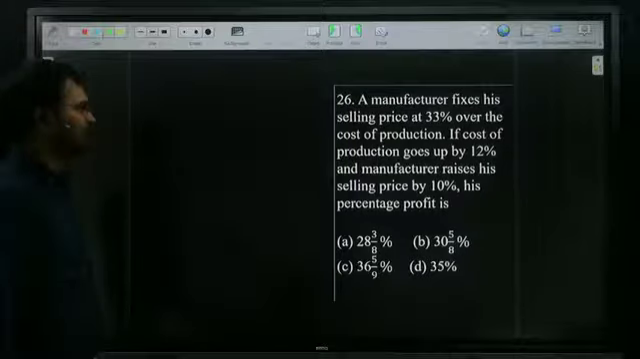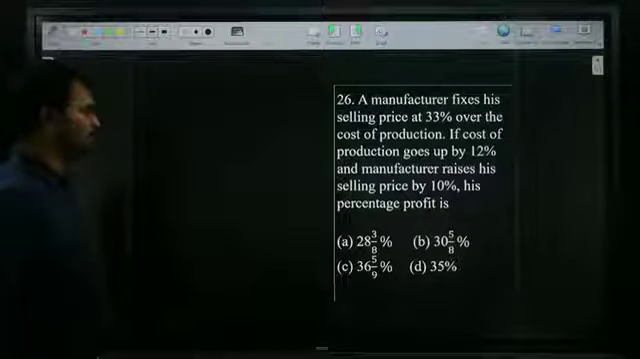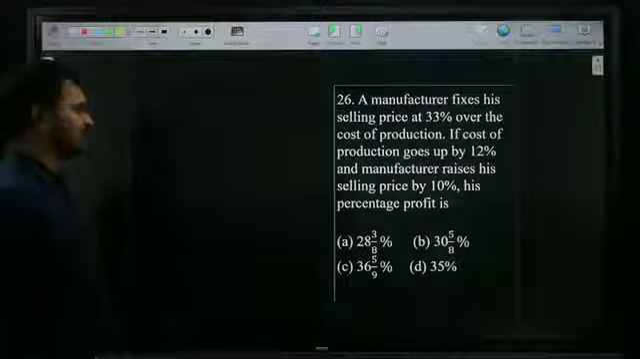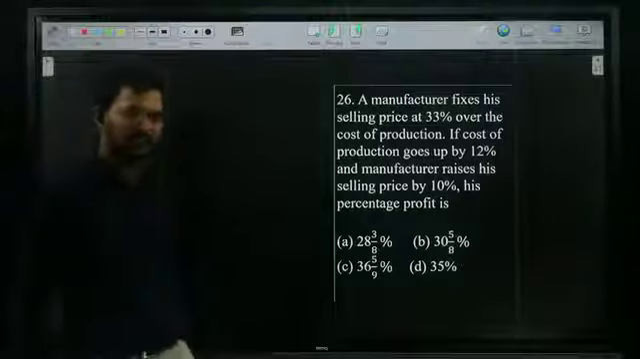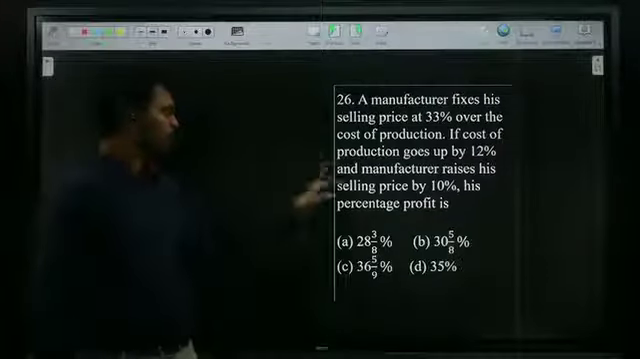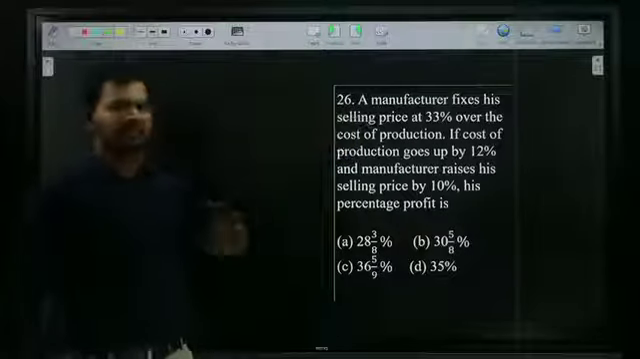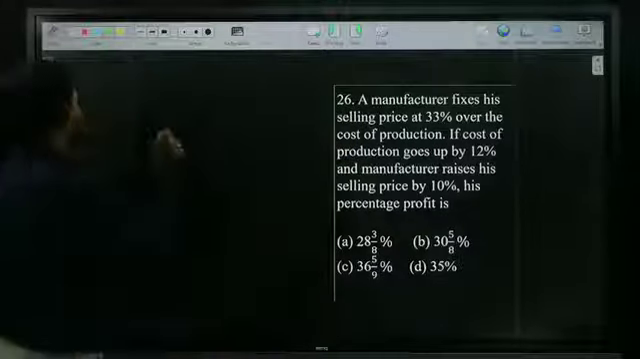A manufacturer fixes his selling price at 33% above the cost of the production. If the cost of the production goes up by 12% and the manufacturer raises his selling price by 10%, his percentage of profit is dash. All of you, just look at me. A manufacturer fixes selling price at 33% above the cost of the production. First of all, I don't know the cost of the production.